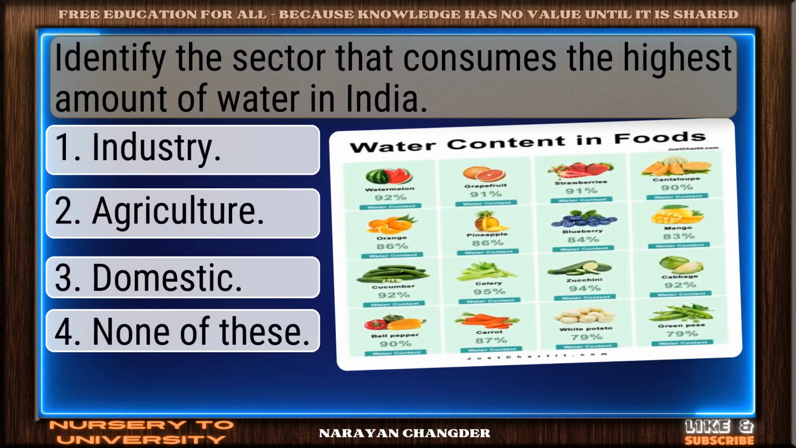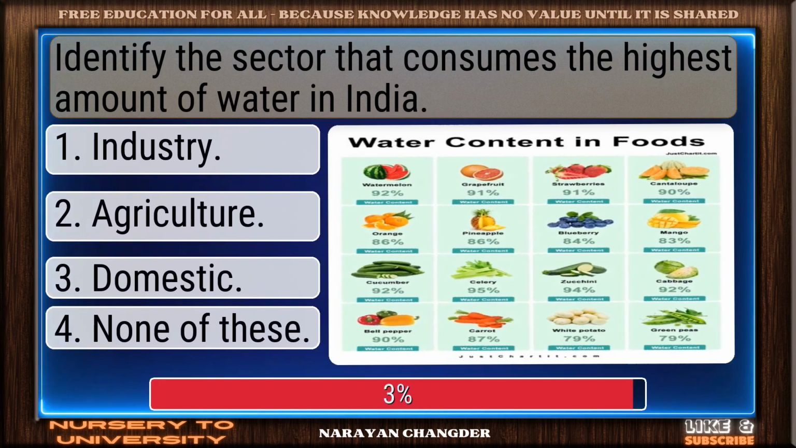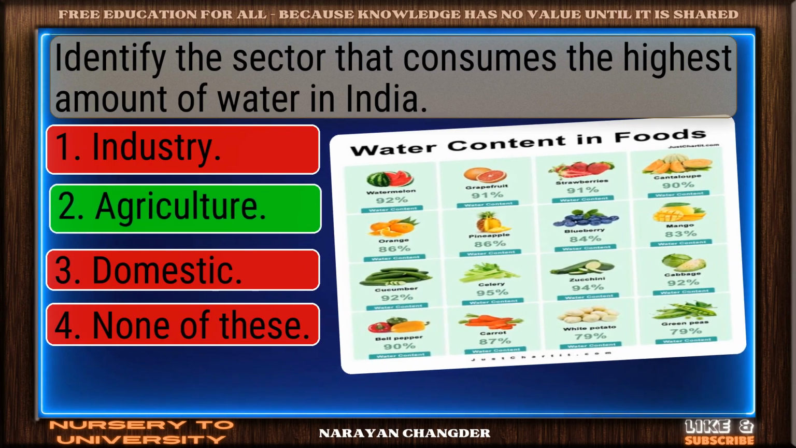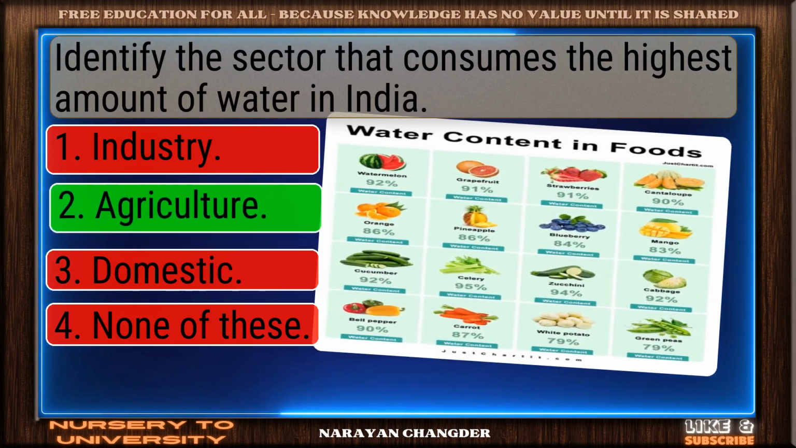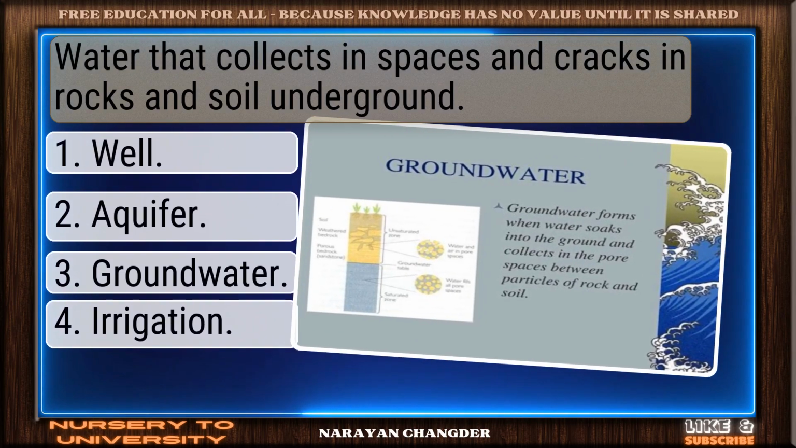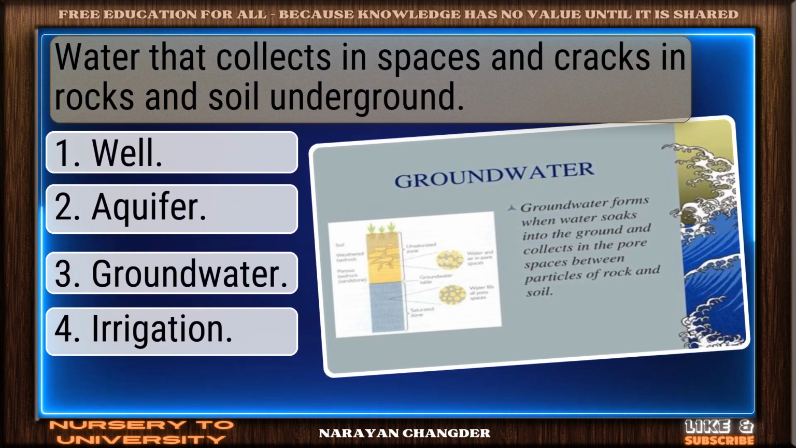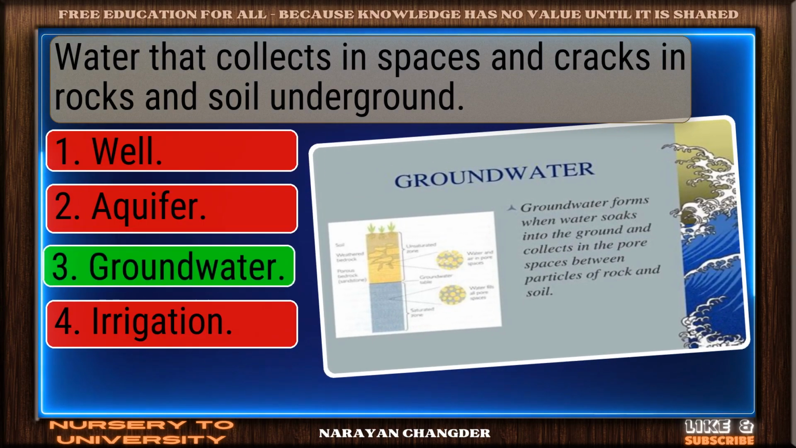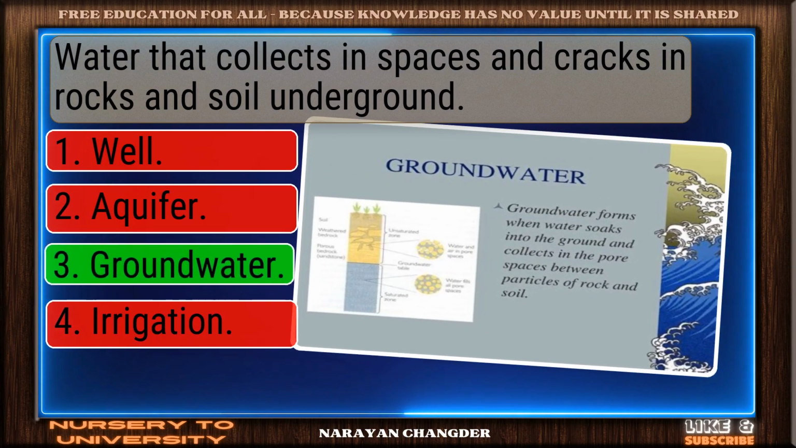Identify the sector that consumes the highest amount of water in India. Smart move. Agriculture is accurate answer. Water that collects in spaces and cracks in rocks and soil underground. Great thinking. Groundwater is right.